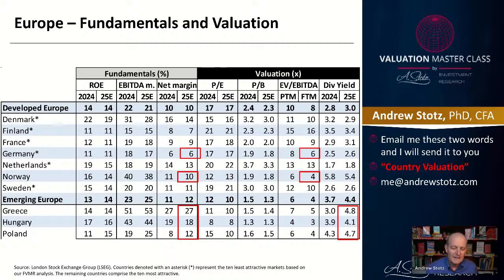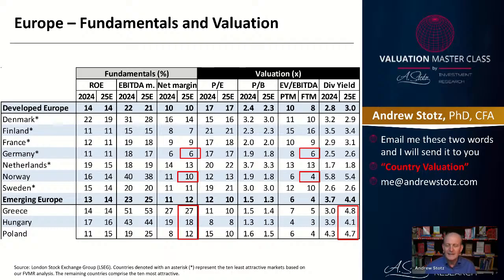Now, you may ask me, Andrew, why is emerging Europe's net margin 12 on average when the 3 countries in it have 12 or above? Well, that's because I deleted a bunch of countries, right? Because I'm only focusing on the top and bottom 10 rather than all 41 countries. So the average is actually correct.